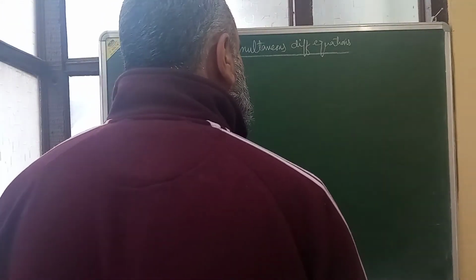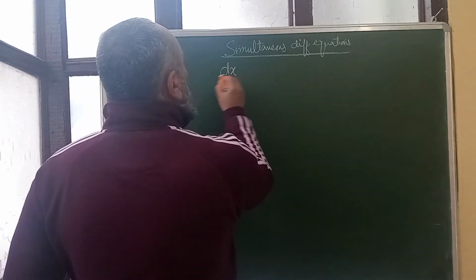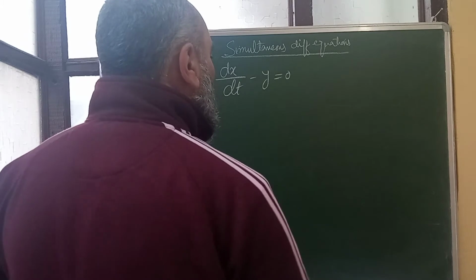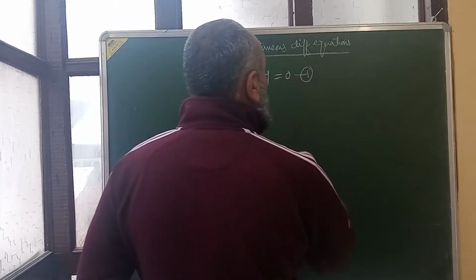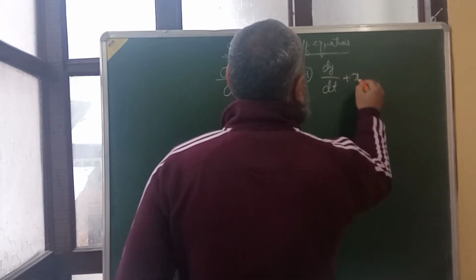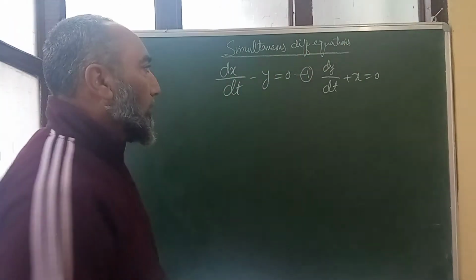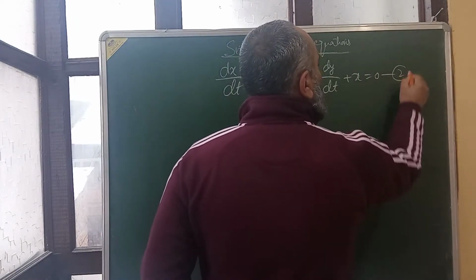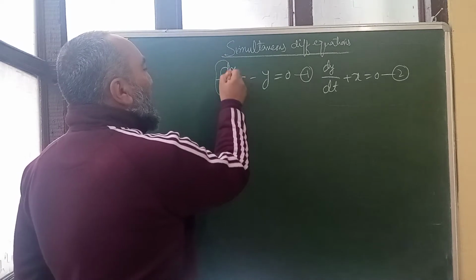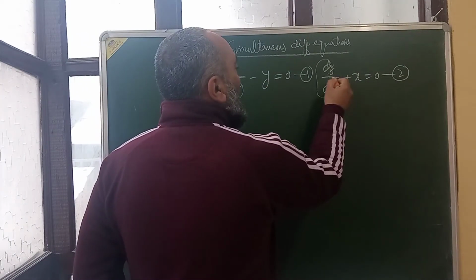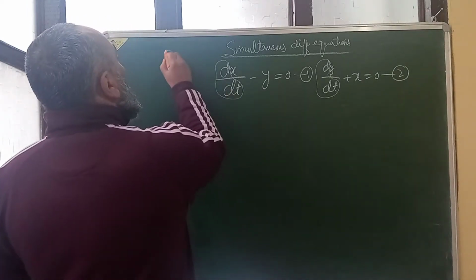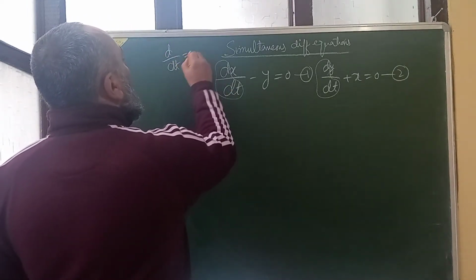Say you have dx by dt minus y equal to 0 and dy by dt plus x equals 0. This is very simple. This is 1. This is 2. Now let me tell you, I'll be choosing this d by dt as my D. Earlier I was choosing d by dx as D. Here I will be choosing d by dt as D.